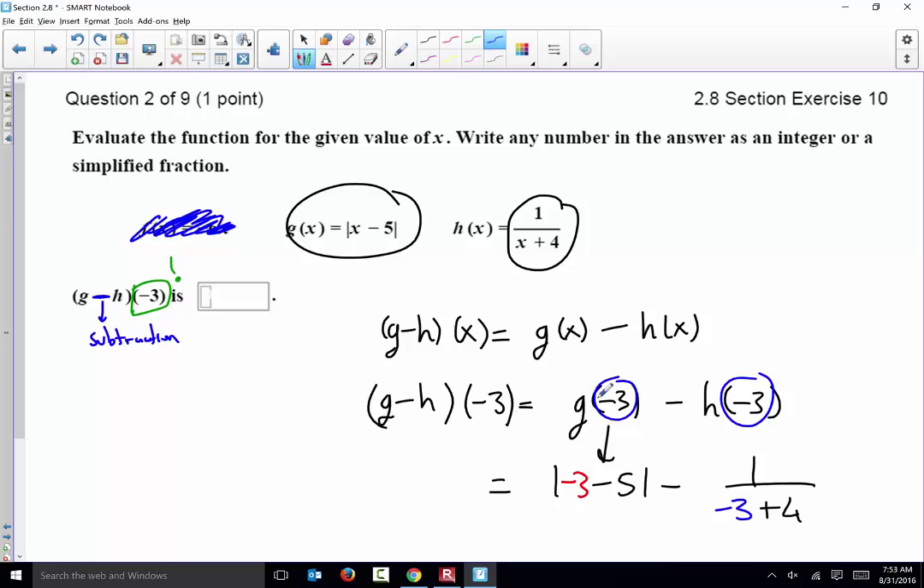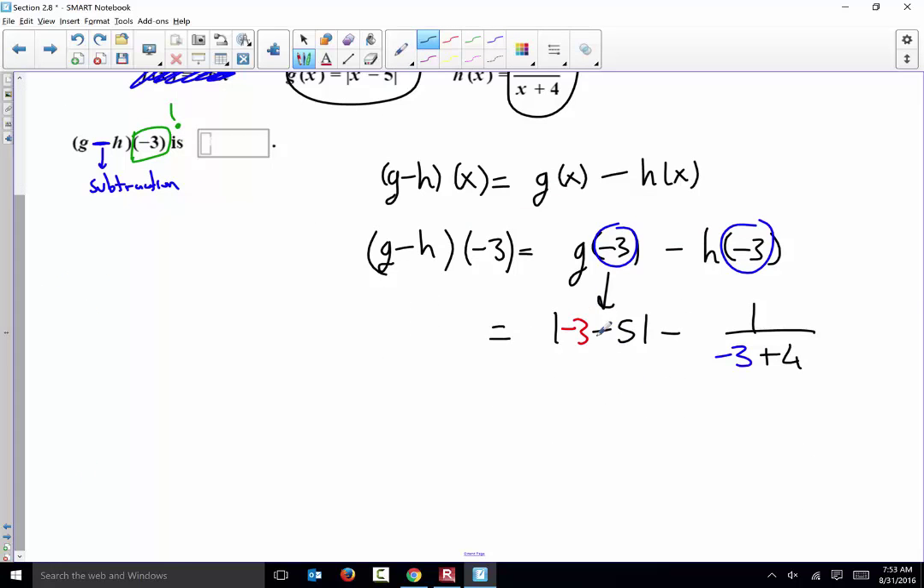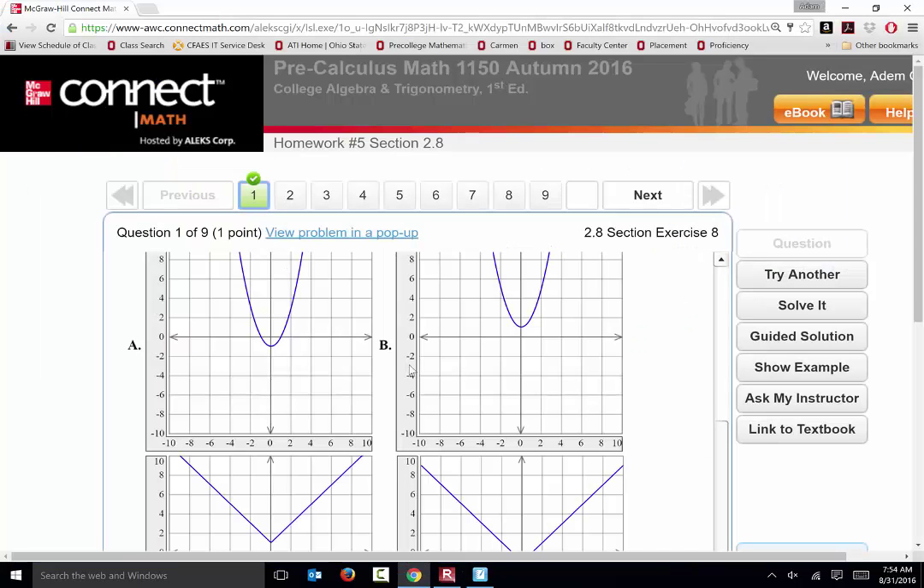Are we done? We need to simplify this as much as we can. What is minus 3 minus 5? Negative 8. What is absolute negative 8? There is an absolute value around it. It's positive 8. Negative 3 plus 4 makes 1. What is 1 over 1? 1. 8 take away 1 is 7. There we go. Okay?